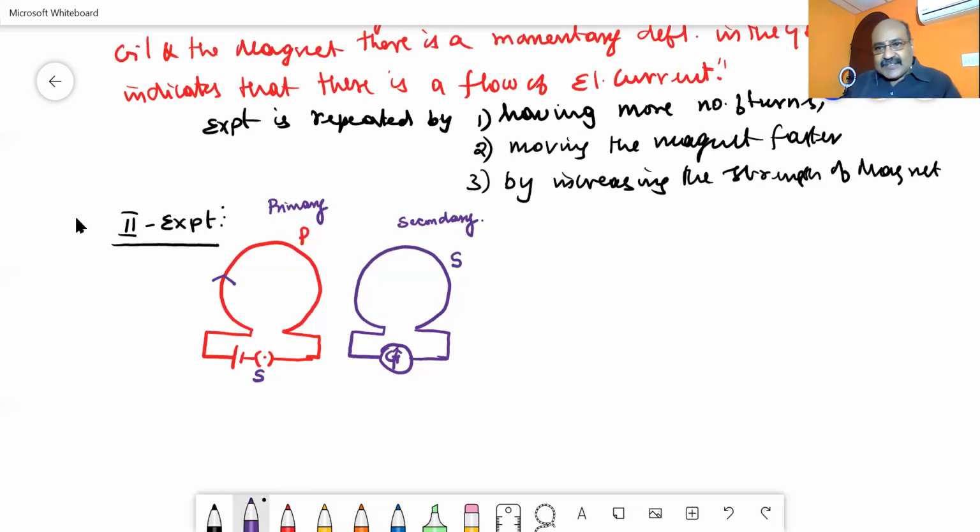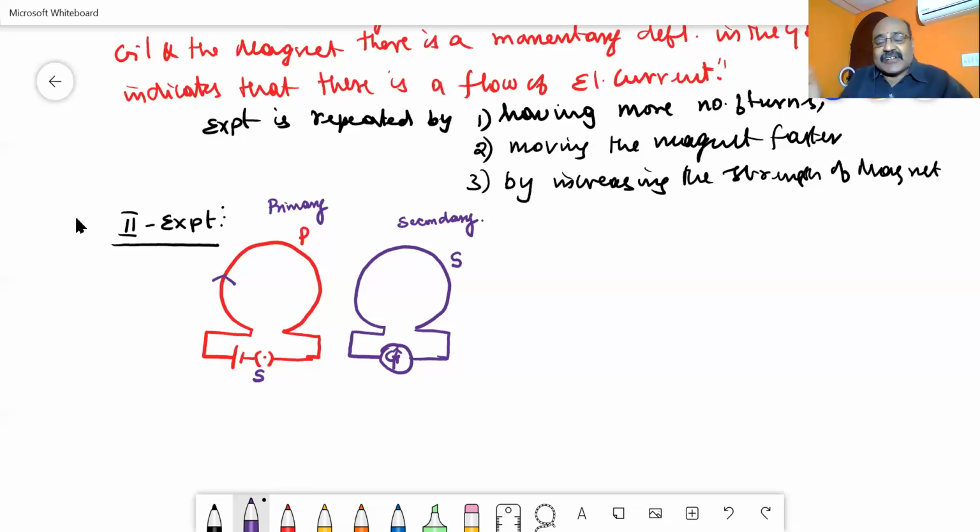But if the switch is kept in the on condition for a long time, then there won't be any deflection in the galvanometer. At the time of switching on, you get a momentary deflection in the galvanometer. Similarly, when the switch is off, that is, you just take out the plug key, then also you get a momentary deflection in the galvanometer, but in the opposite direction to the previous one.